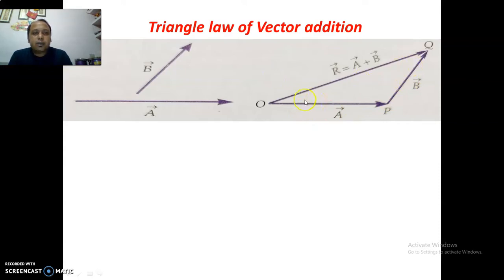Then the resultant of vector A and vector B is given by the third side of the triangle, both in magnitude and direction, taken in the opposite order. You can see vector A and vector B are taken in the anti-clockwise direction, but this is taken in the opposite direction, vector R, which is the resultant. So what we can say is, if two vectors A and B as shown here are represented both in magnitude and direction by the two adjacent sides of a triangle taken in the same order, then the resultant is given by the third side of the triangle, both in magnitude and direction, taken in the opposite order. I hope this is very clear to you.